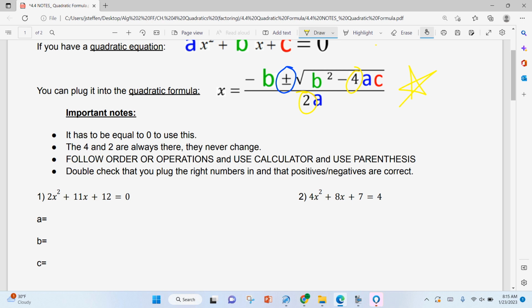Last thing, make sure you double check that you plug in the right numbers and that you have positives and negatives that are correct, because that's a big thing that'll hurt you, using the positives and negatives.